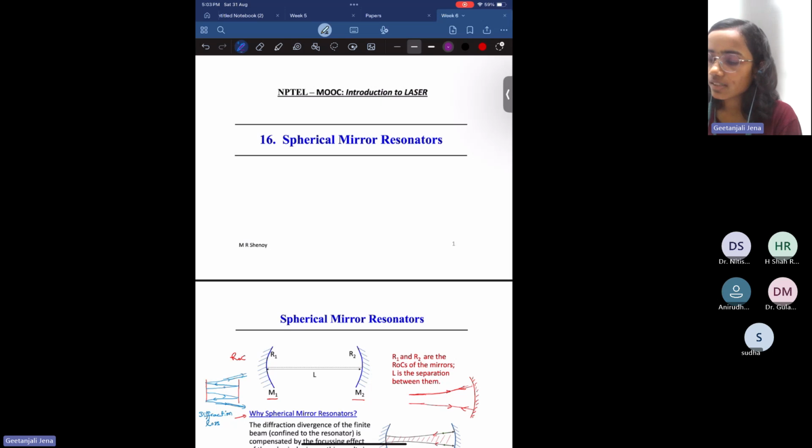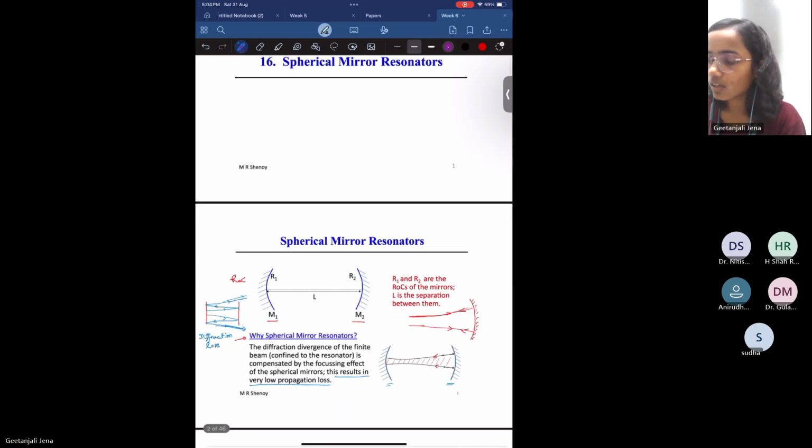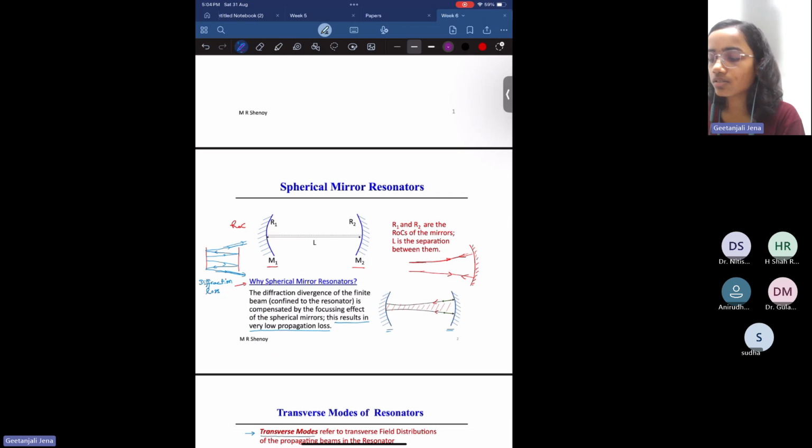In week 6, we saw what a spherical mirror resonator is, what the modes in the spherical mirror resonator are, and what the ray transfer matrix is. So why do we use a spherical mirror resonator? In the plane mirror resonator, we have seen only certain ray paths are allowed. If there are two plane mirrors separated by distance L, only the ray that is normal to the mirror surface is confined.